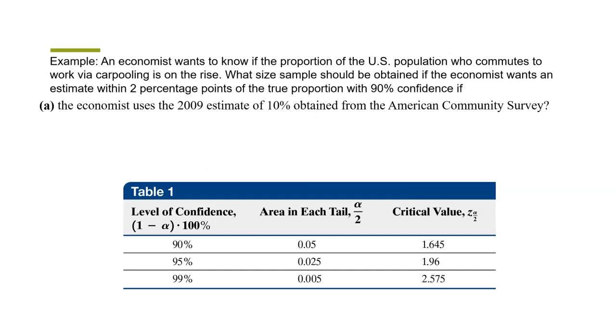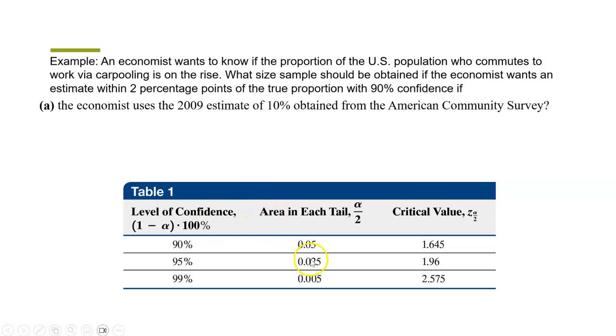One example, two different parts. An economist wants to know if the proportion of the U.S. population who commutes to work via carpooling is on the rise. What size sample should be obtained if the economist wants an estimate within 2 percentage points of the true proportion with 90% confidence? So it tells us two things: our margin of error, which is 2 percentage points, and a 90% confidence level. The economist uses the 2009 estimate of 10%, a prior estimate of our population proportion obtained from the American Community Survey.